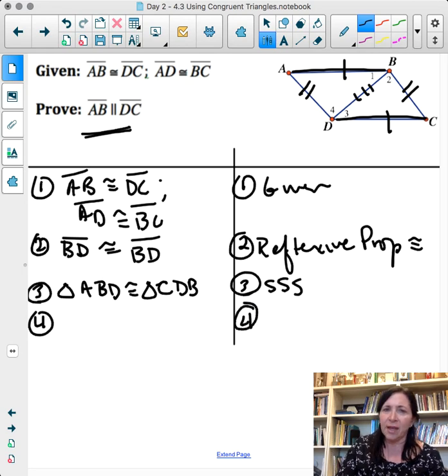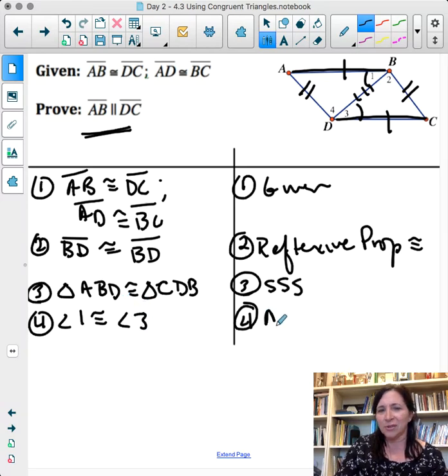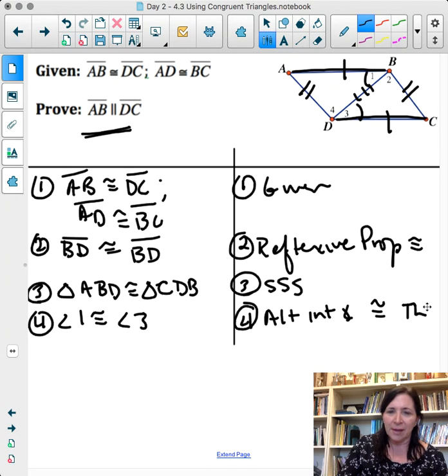So now I can say angle 1 is congruent to angle 4. No, that's not what I want to say. I want to say angle 1 is, angle 1 is here, congruent to angle 3. And the reason for that is the alternate interior angle theorem, which basically states that my alternate interior angles are congruent. And lastly, if alternate interior angles are congruent, then the lines are parallel.